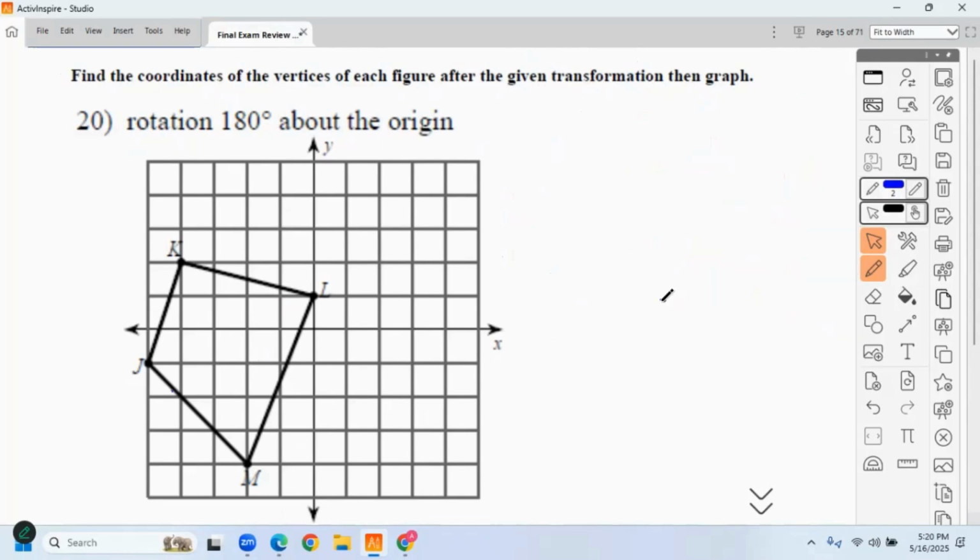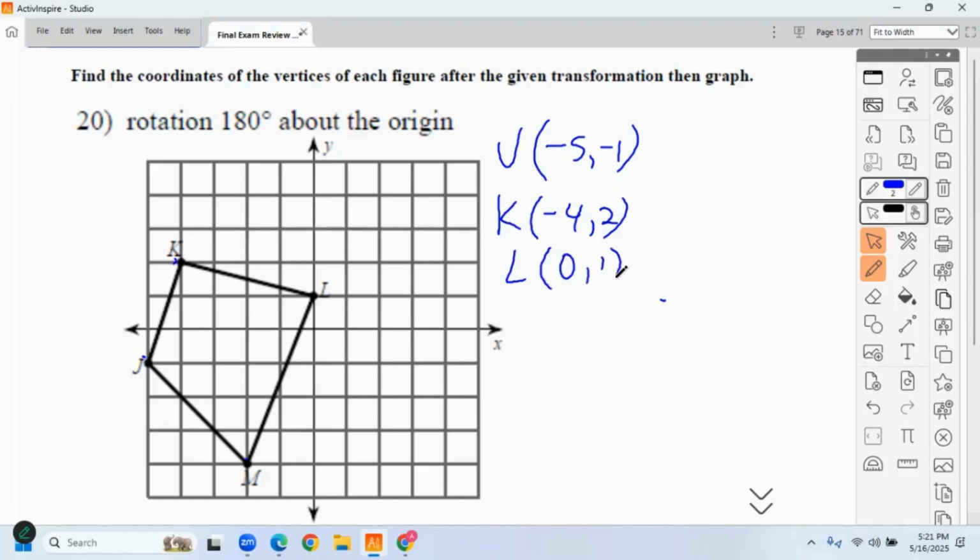Rotation about the origin. So let's go ahead and get these coordinates already. Remember, this is our pre-image. Let's go ahead and put that together and look at those coordinates for 20. We got J, and this is going to be -5, -1. Then we got K. That is going to be -4 and 2. We got L, and that's going to be 0, 1.